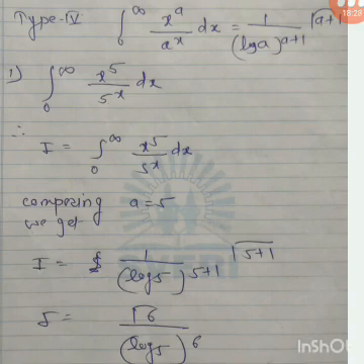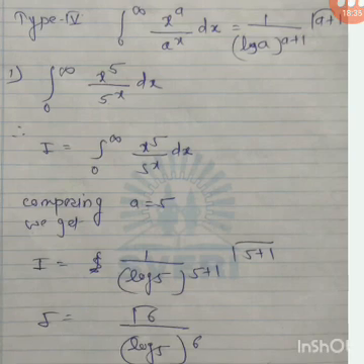Or we can simplify: gamma 6 is equal to n minus 1 factorial, that means 6 minus 1 factorial, that is 5 factorial upon log 5 raised to 6. Okay, this is the final answer.